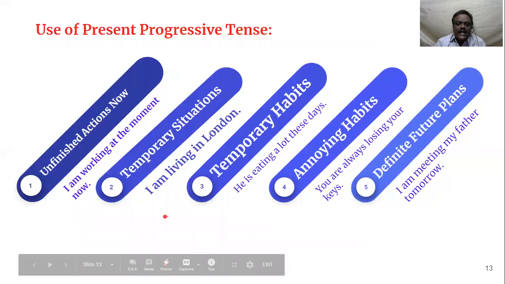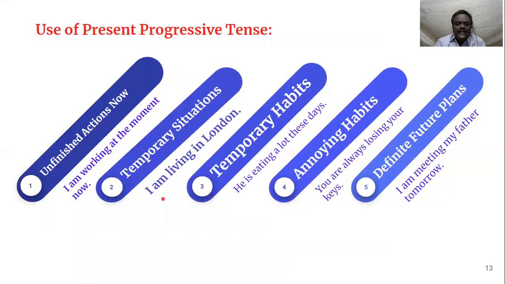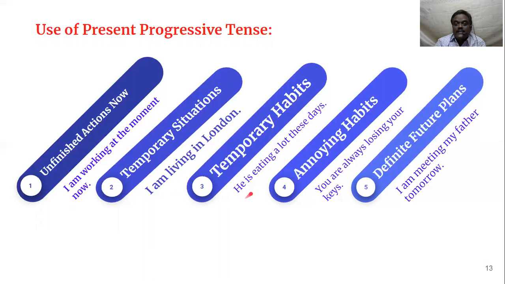Temporary situations. I am living in London. So it is temporary, not permanent. I am living in London means maybe yesterday I started living, and today and maybe for 2 or 3 more days I am going to live in London. Temporary habits. He is eating a lot these days. Usually habits are used in simple present tense, but temporary habits, where maybe for 2 or 3 days he started doing that, we can use present continuous.